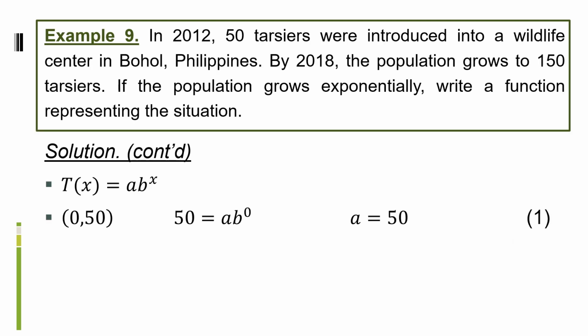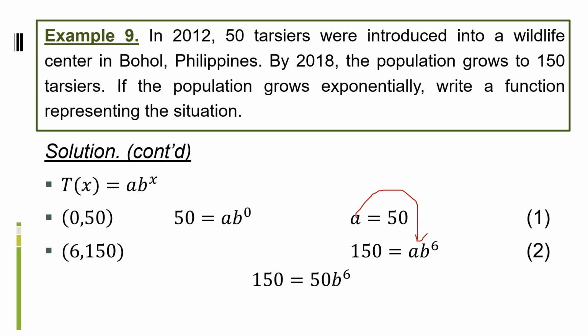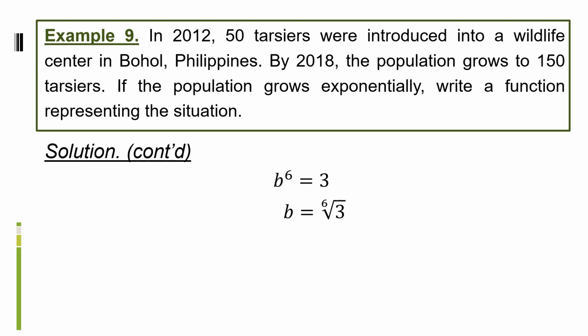Using our first point, a is equal to 50, and using our second point, 150 is equal to ab raised to 6. By substituting the value of a here, we have 150 is equal to 50b raised to 6. Dividing by 50, we have b raised to 6 is equal to 3. Taking the sixth root of that, b is approximately equal to 1.20. Since a is 50, then t of x is equal to 50 times 1.20 raised to x.